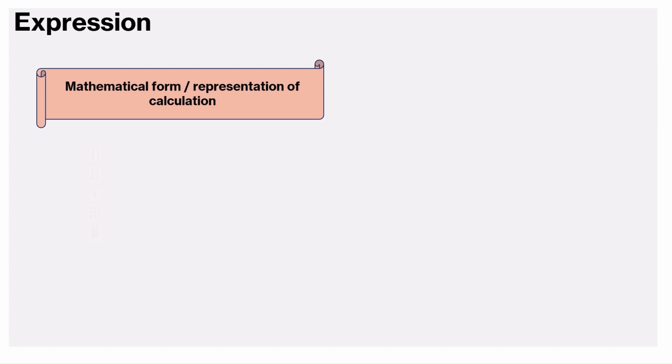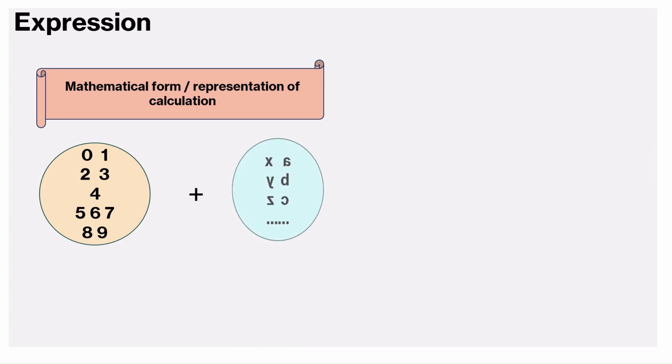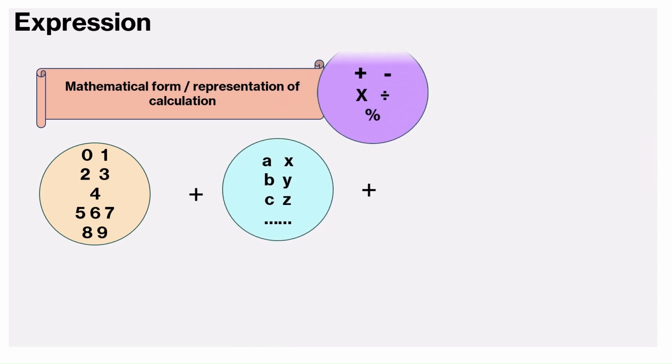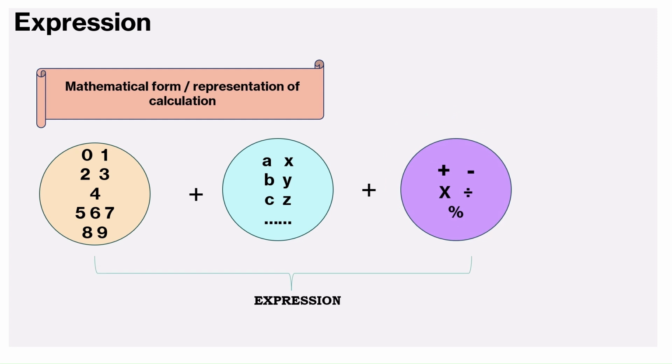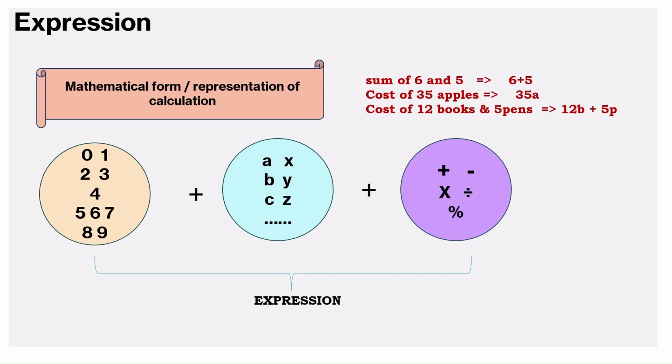Expression is written using numbers, variables, and operators. If no mathematical form or no expression, we have to write lengthy statements or paragraphs. How do we express sum of 6 and 5? Just simply say 6 plus 5.